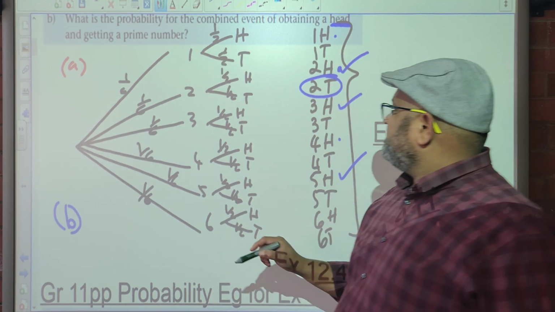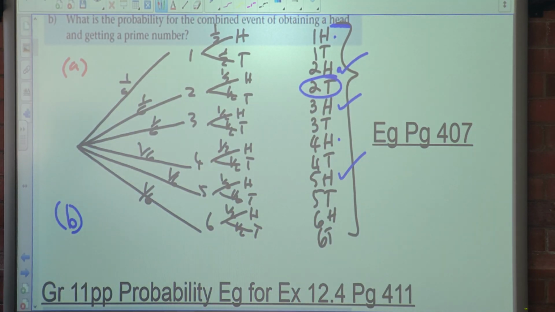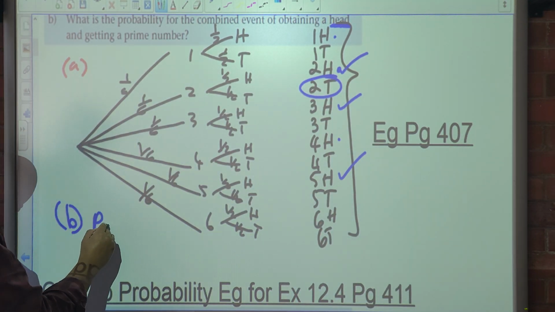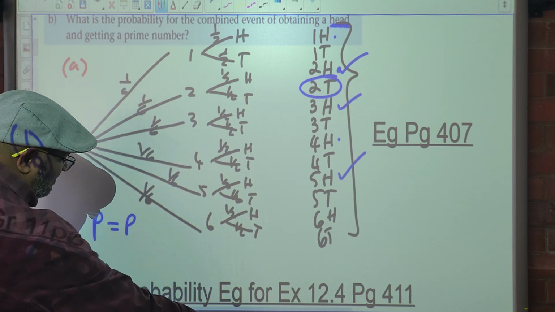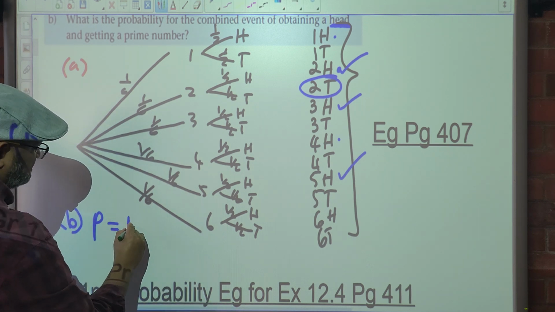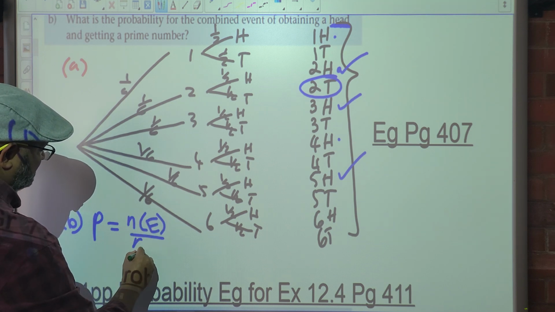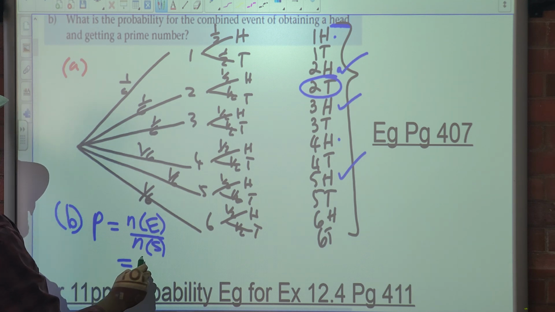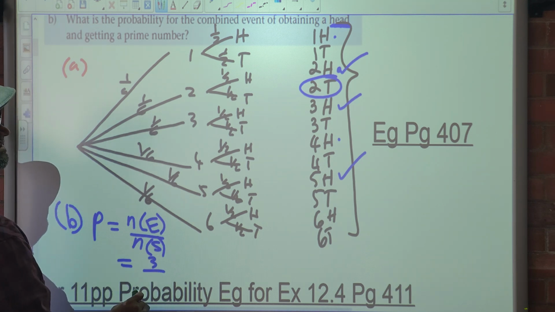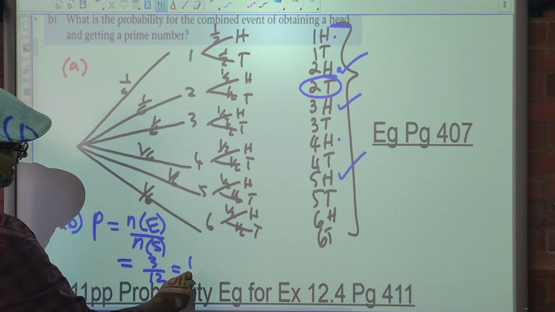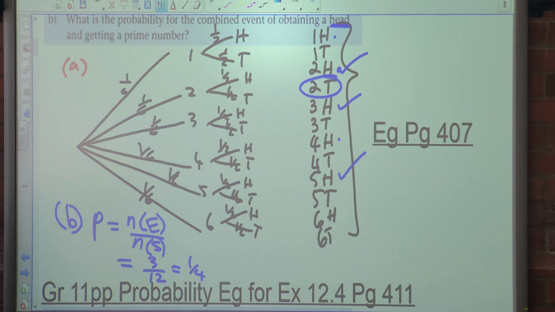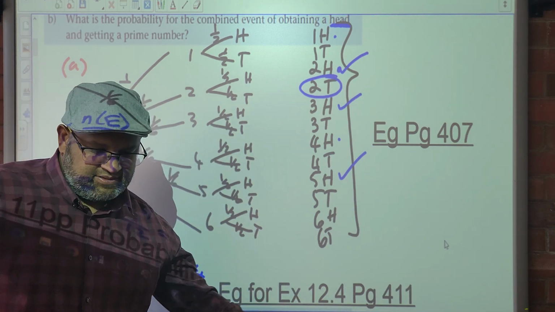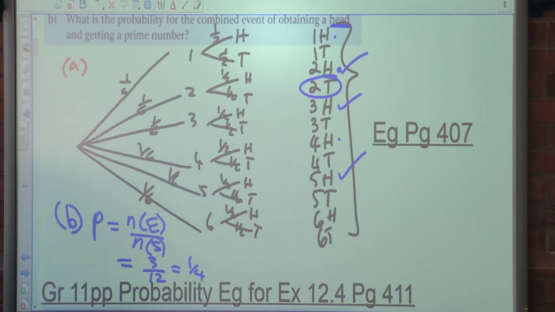Okay, so how many possible or favorable outcomes are there? 3. So the probability is the number of favorable outcomes over the number of possible outcomes from the sample space, no? So we got 3 over 12, which is 1 over 4. You guys understand? Any confusion there?